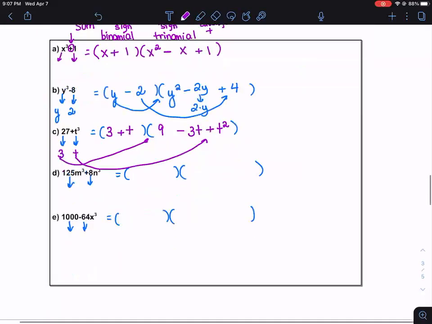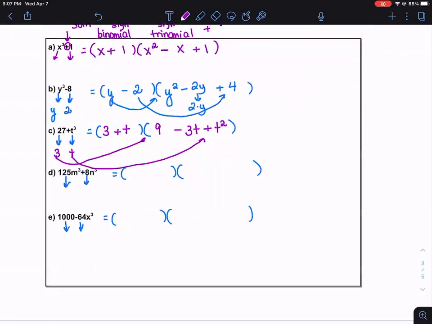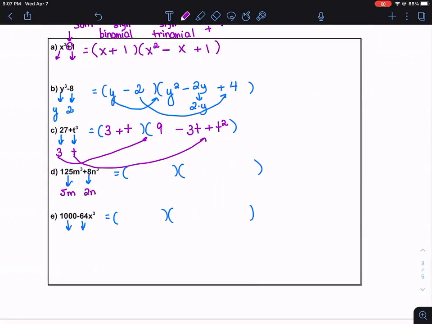For D, again, it's a plus, so it can't be a difference of squares. So we check if they're cubes, and indeed they are. Now this one could be a little tricky, so I'll definitely go a little slow with this one. So we start with plus, so it's minus, then it's plus, then it's plus. 5m and 2n go in the binomial. So here we're going to multiply them. We get 5m times 2n, which is 10mn. The 5m gets squared on the first term and becomes 25m squared. The 2n gets squared and becomes 4n squared on the outside.